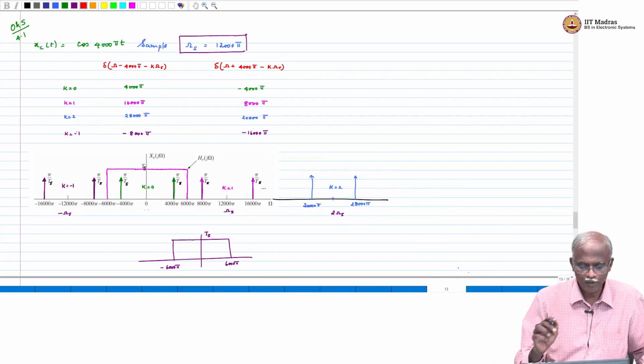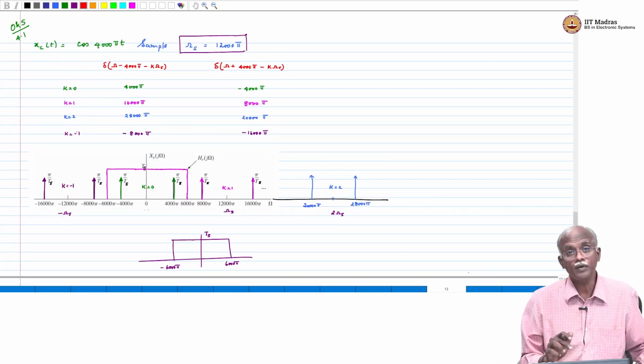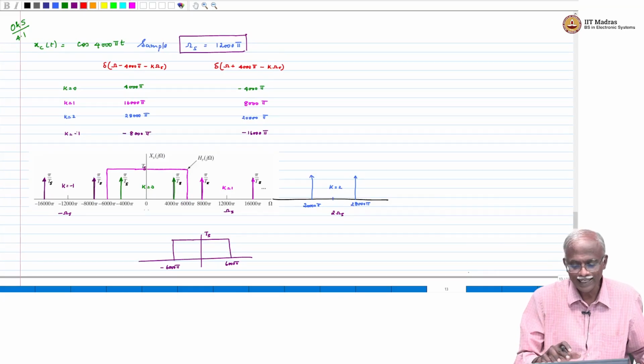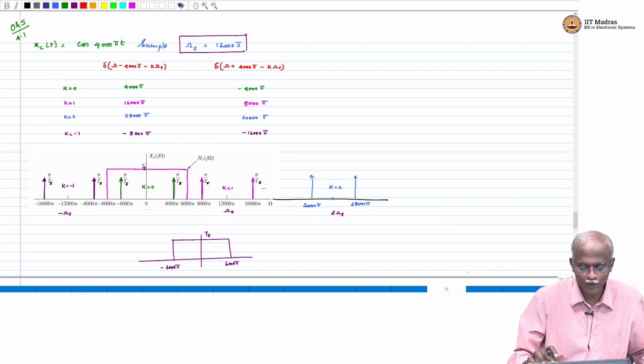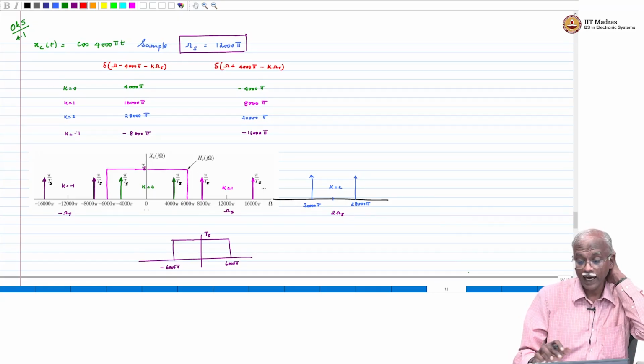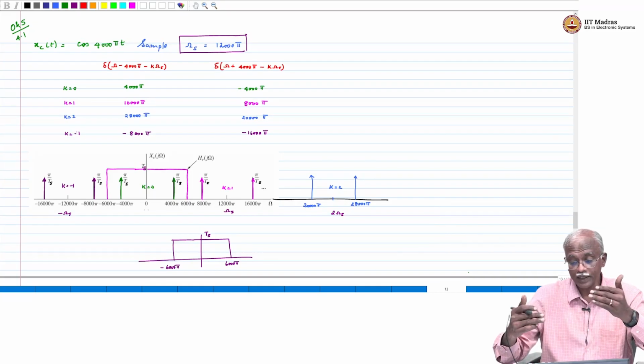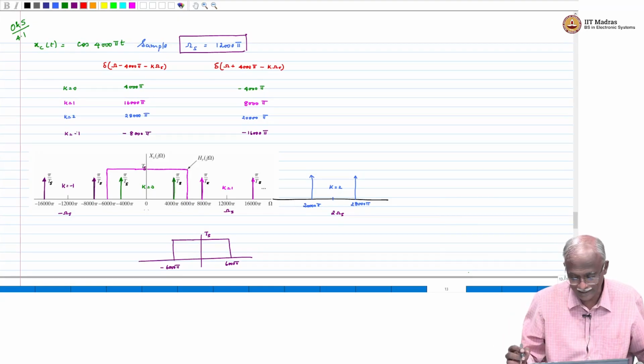And last time, if you remember, we looked at a worked example from Oppenheim and Schafer, where we have a sinusoid cosine 4000 pi t. I want to sample it at omega s equal to 1200 pi, and I will look at where the copies of the signal are coming.